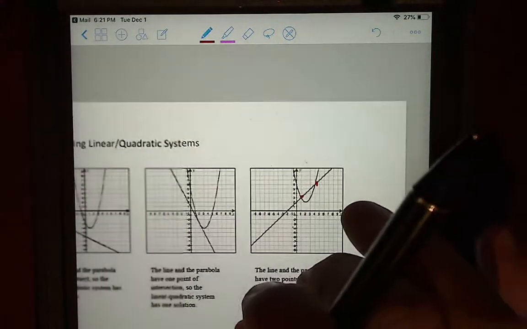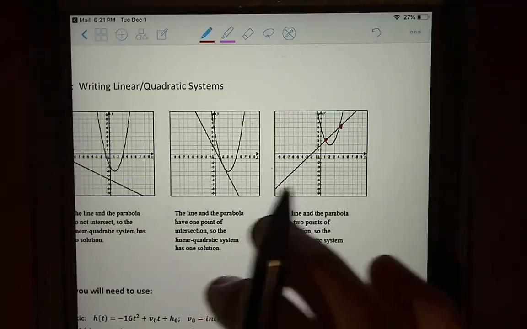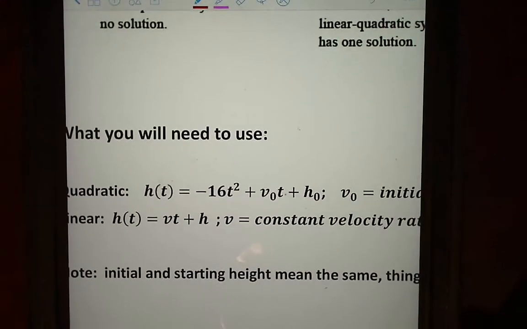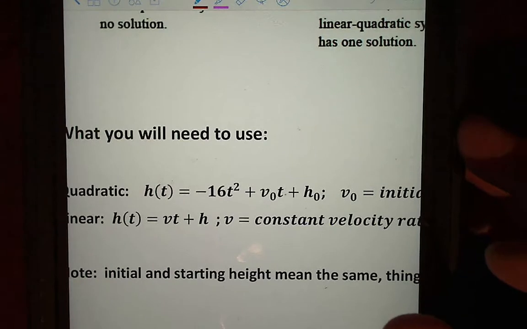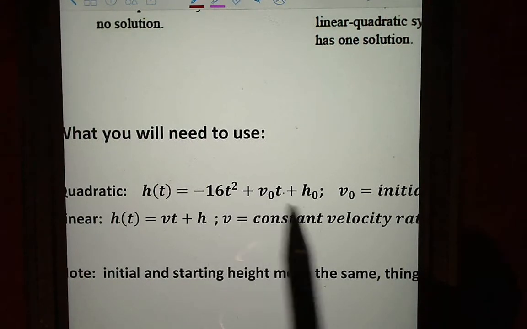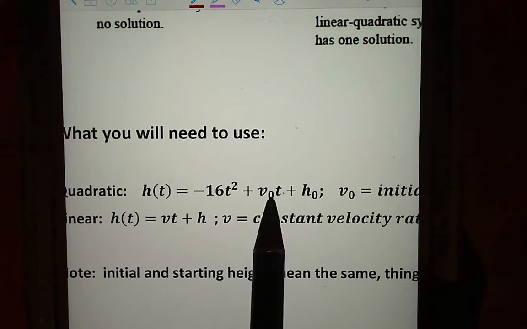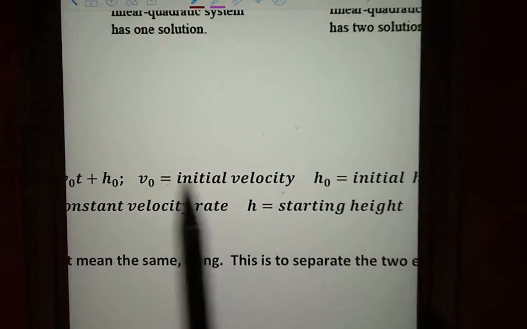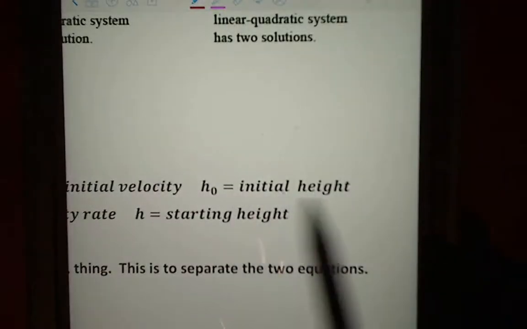So we're still looking for the same thing. The difference is that in order to do this, we're going to have to learn how to write the pieces. Now, we've seen this formula before where we have V naught and H naught. V naught stands for initial velocity, and H naught stands for the initial height.